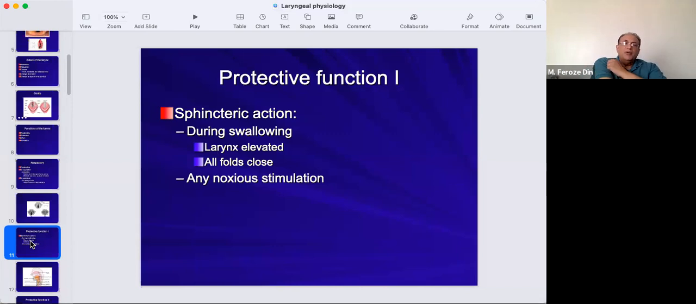The protective action: I've already mentioned to you the sphincteric action at 3 levels, the level of the vocal cords, the level of the vestibular cords, also known as the false vocal cords, and the aryepiglottic folds. All of those close the larynx to protect the lower respiratory tract from any noxious substance or stimulation. Even cold air can cause closure. Food, water, any foreign substance, dust in the air, and the larynx protects itself by closing so that the lower respiratory tract is unharmed.